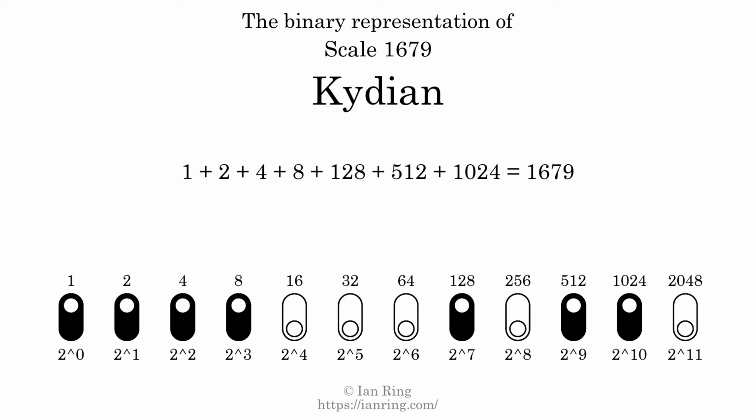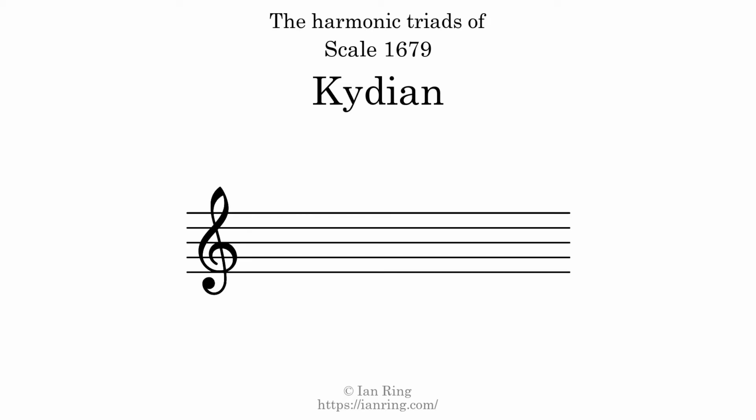1679. The scale number not only enumerates the scale with a unique index, but it also literally describes the tonal content of the scale. Represented as a binary number in base 2, the scale number is 0110100001111. Here are the harmonic triads present in this scale.